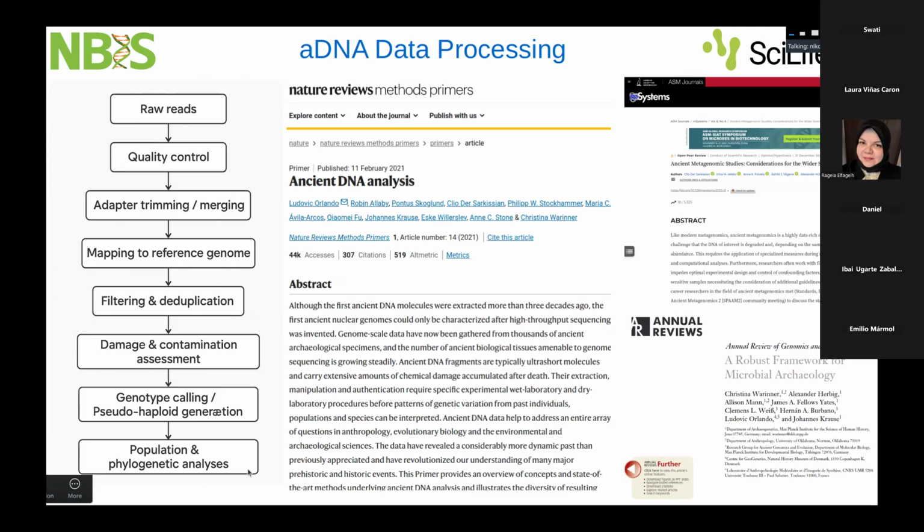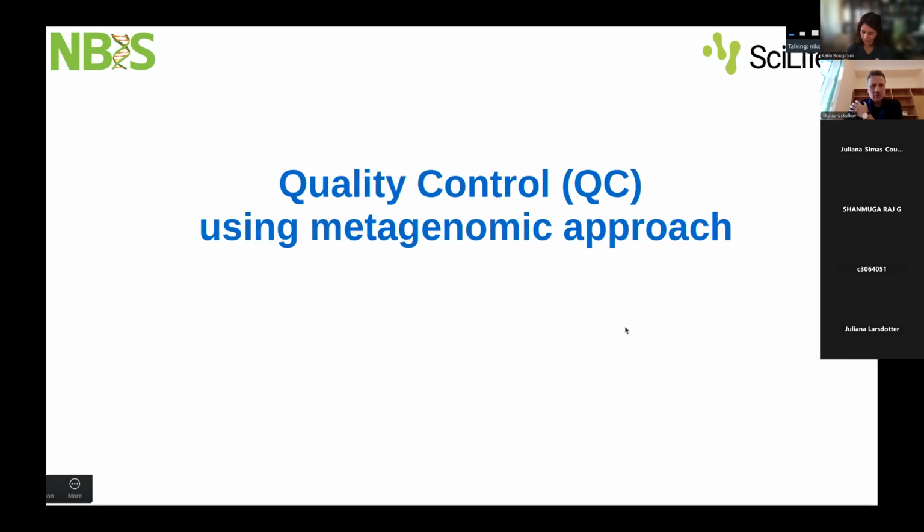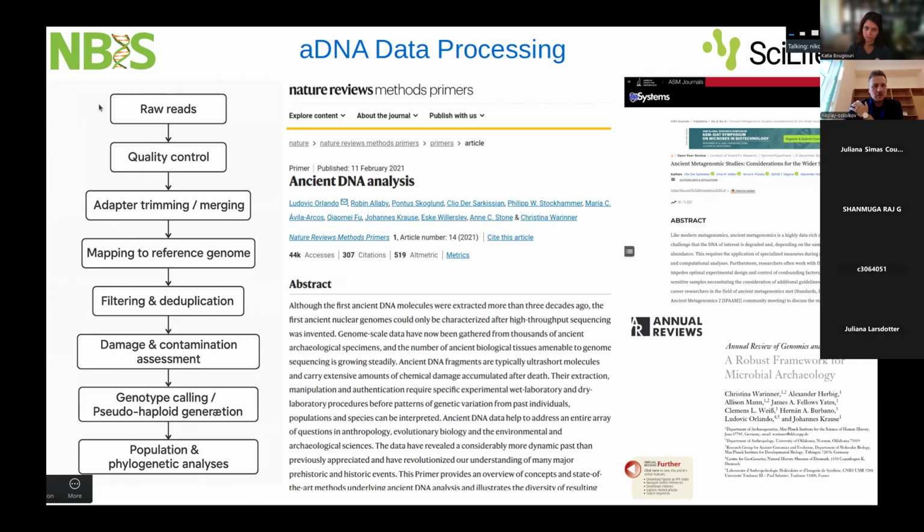all these typical approaches for ancient DNA analysis are described in a few papers. So I highly recommend this paper from Ludovic Orlando, a primer paper explaining the principles of aDNA analysis, where all the steps are explained in much more detail. And there are a few more papers that are good to read. So I'm going to share the slides. If you're not familiar with these papers, you can check them later. So I will start with all these steps here in this pipeline, including quality control.